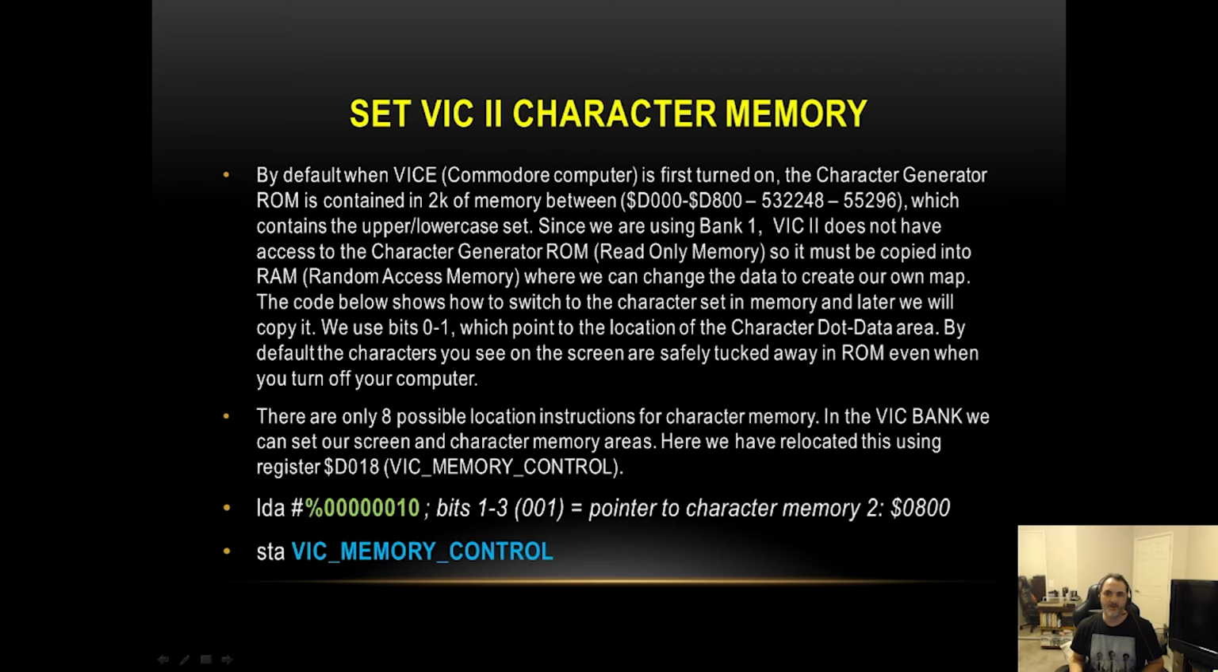Set VIC to character memory. By default, when your Commodore computer is first turned on, the character generator ROM is contained in 2K of memory between D000 and D800, which contains the upper and lowercase set. Since we are using Bank 1, VIC-II does not have access to the character generator ROM, read-only memory, so it must be copied into RAM, random access memory, where we can change the data to create our own map. The code below shows how to switch to the character set in memory, and later we will copy it.